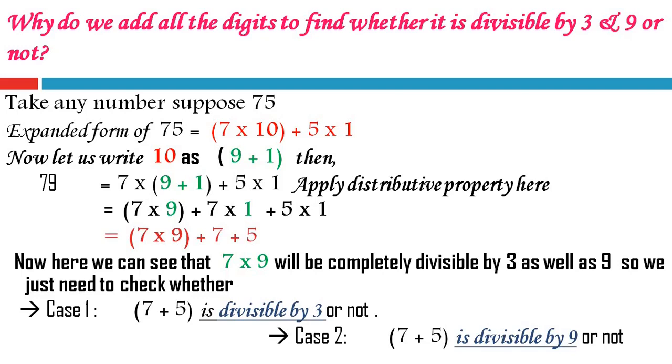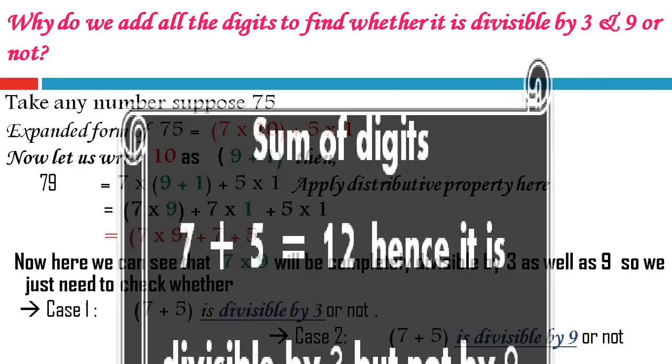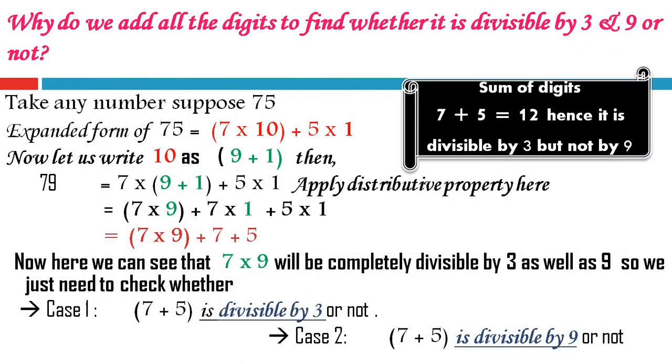Here in this particular case, the sum of digits 7 plus 5 comes out to be 12. Hence it is divisible by 3 because 12 is a multiple of 3, but it is not divisible by 9 because 12 is not a multiple of 9.